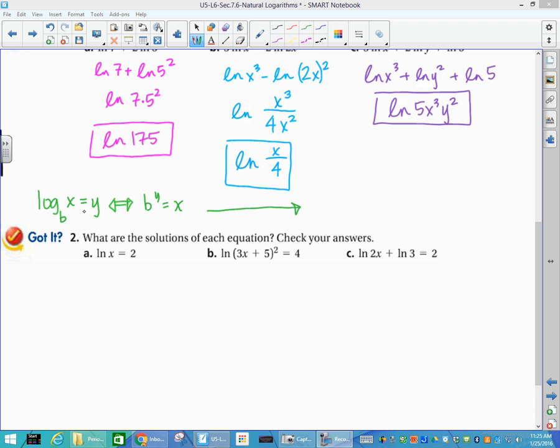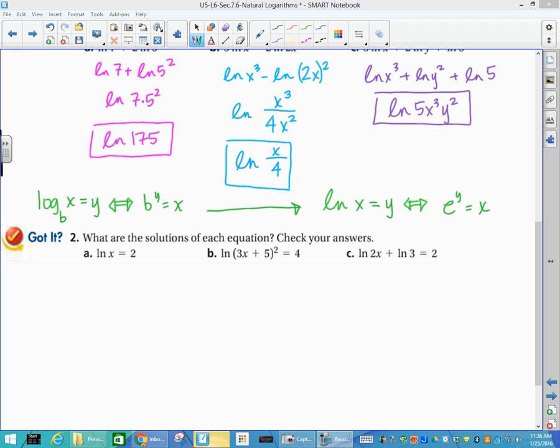Okay, if I don't do log base b, but I do ln of x equals y, then how do I write that in exponential form? So you got to think to yourself, if I see ln, what is the base down here? It's e, so that would be e to the y equals x. So that's how we're rewriting logarithmic form and exponential form.